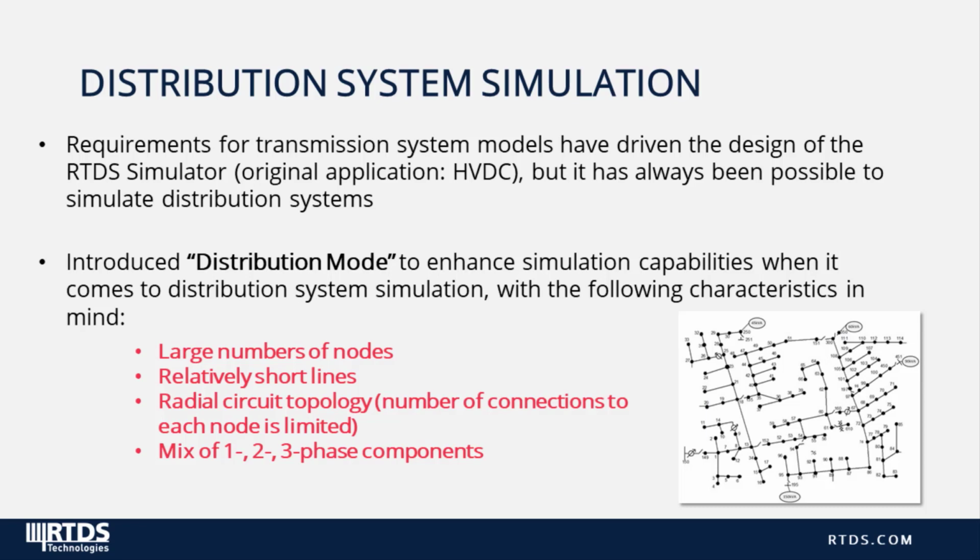Typically, the circuit topology is radial rather than the meshed configuration that is more typical of transmission systems. So that means fewer components connected to each power system node. And in turn, that means even though we have more nodes in our network admittance matrix, it is much more sparsely populated. And that has implications from a processing perspective. One other thing to note is that these systems often have a combination of single-phase, 2- and 3-phase components, so there's a need for easy phase breakout and access to multi-phase components.